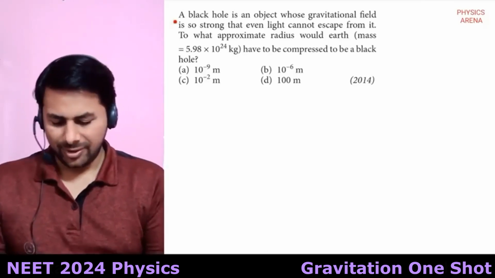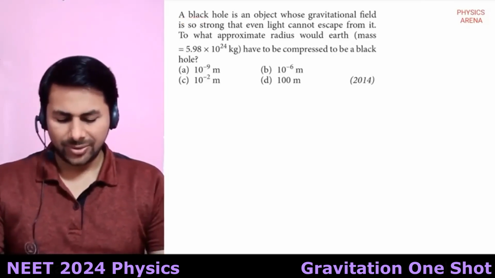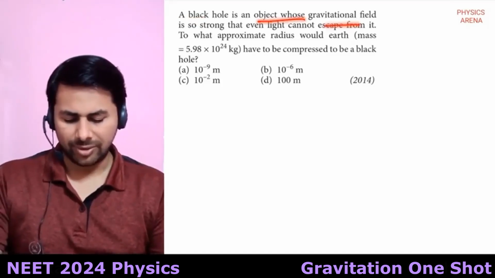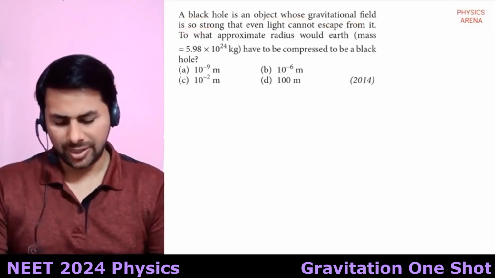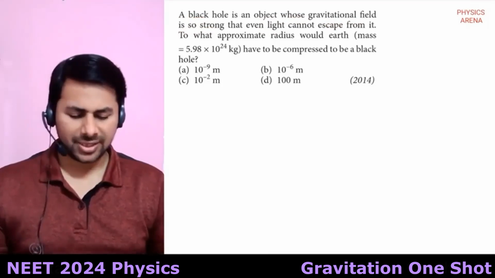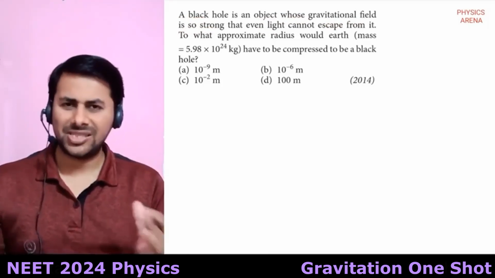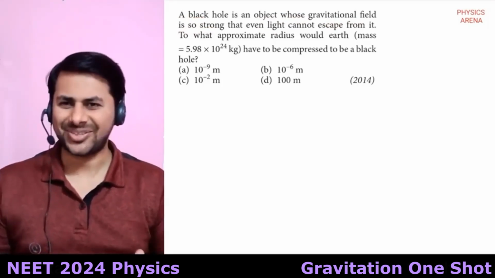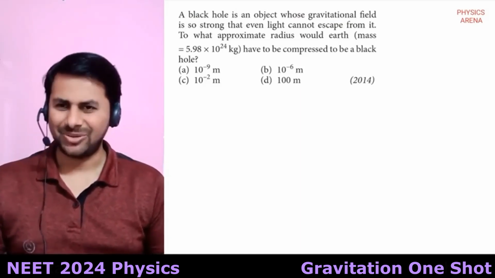Okay, next question. A black hole is an object whose gravitational field is so strong that even light cannot escape from it. You might have seen some movies like Interstellar or something. Okay, have you seen?